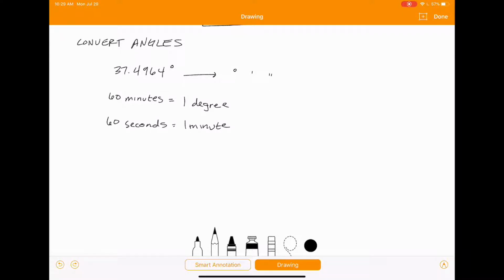So first things first, we know that we have 37 degrees, and then we also have 0.4964 degrees, which can be converted. So if you remember, 1 degree is equal to 60 minutes. So your degrees will cancel. You'll be left with minutes. So you can plug that in your calculator. 0.4964 times 60 is equal to 29.784 minutes.